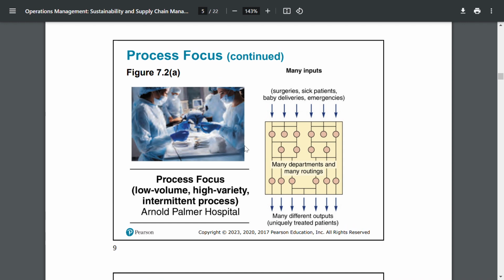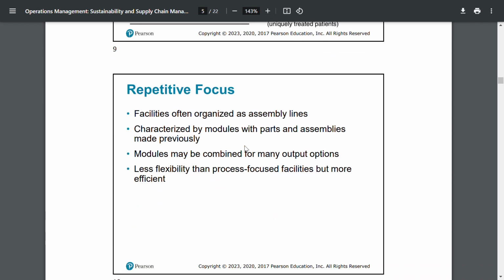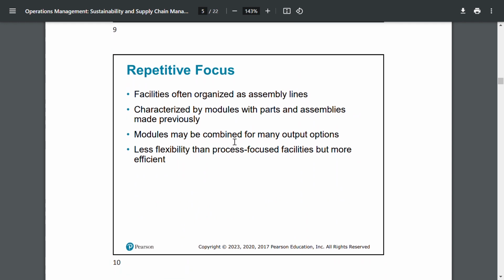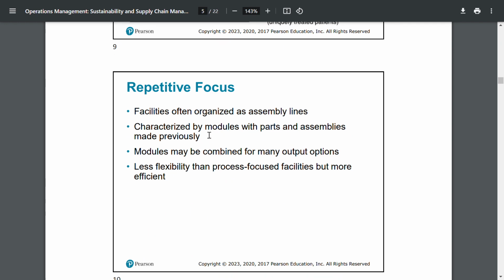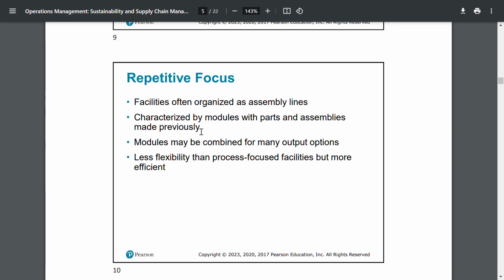Okay, so now I know the operation room is a process focus, and then we have the repetitive focus. This is the other strategy, which is medium volume, and also some changes in the modules. In the repetitive focus, facilities are often organized as assembly lines. For our example, the motorcycle producing company has assembly lines, and it's characterized by modules, with parts and assemblies made previously.